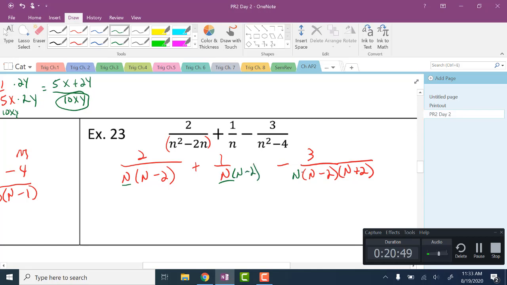Oh, I made a huge mistake, though. I'm going to multiply top and bottom by the same thing. Okay? Because that's a form of 1. So when I'm doing a common denominator, I must make sure I multiply both top and bottom of each fraction by what's missing so that it's multiplied by a form of 1. And then, oh, this one has an n plus 2, but this one does not.